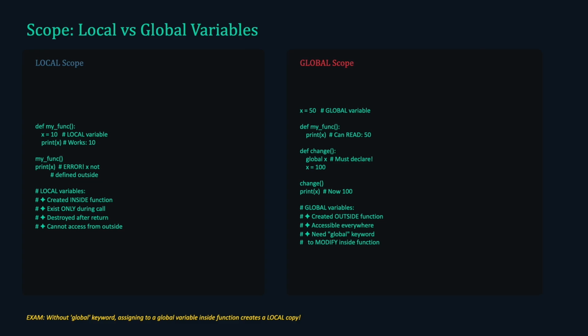Global variables are created outside all functions and can be read from anywhere. But here is the catch. To modify a global variable inside a function, you must use the global keyword. Without it, Python creates a new local variable with the same name. This is the most tested scope concept in CBSE exams.